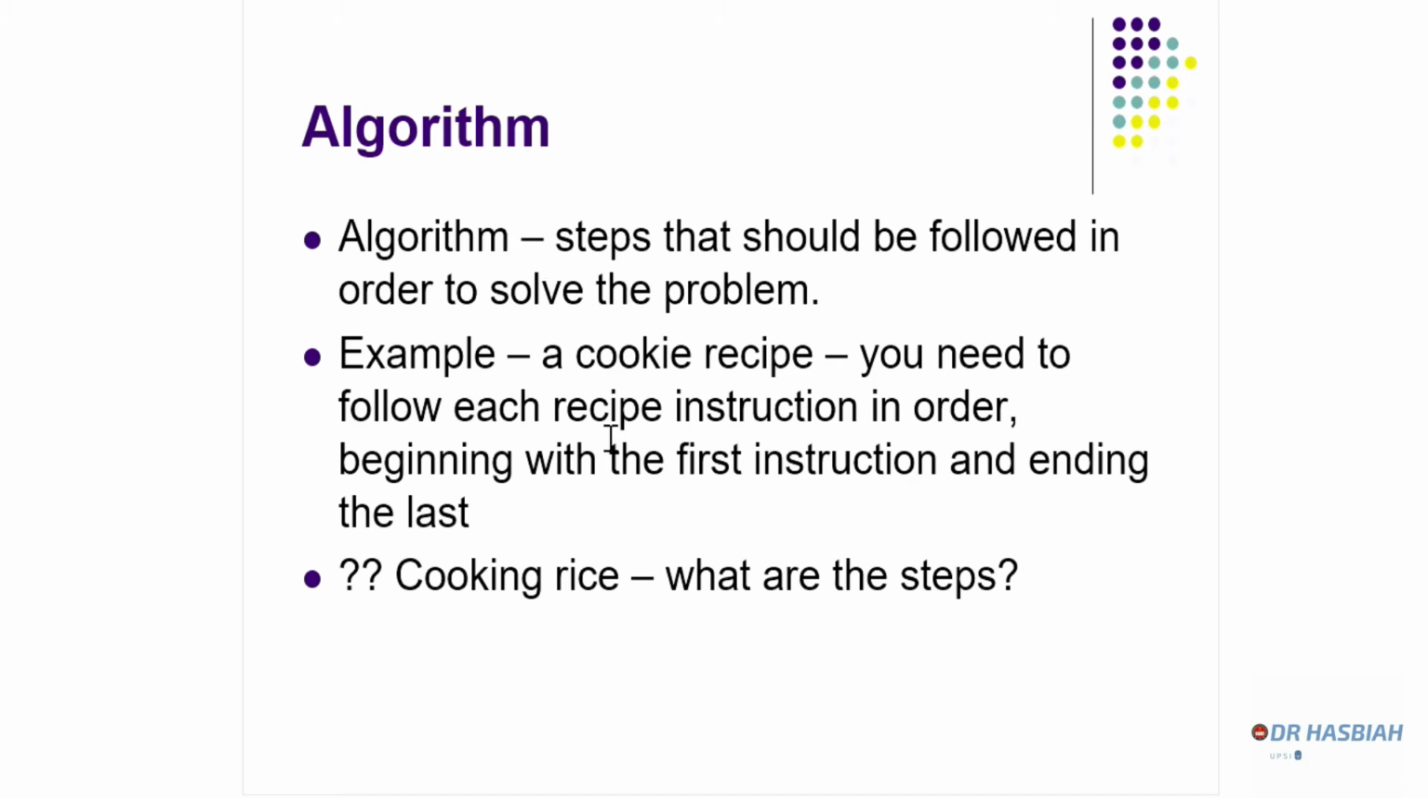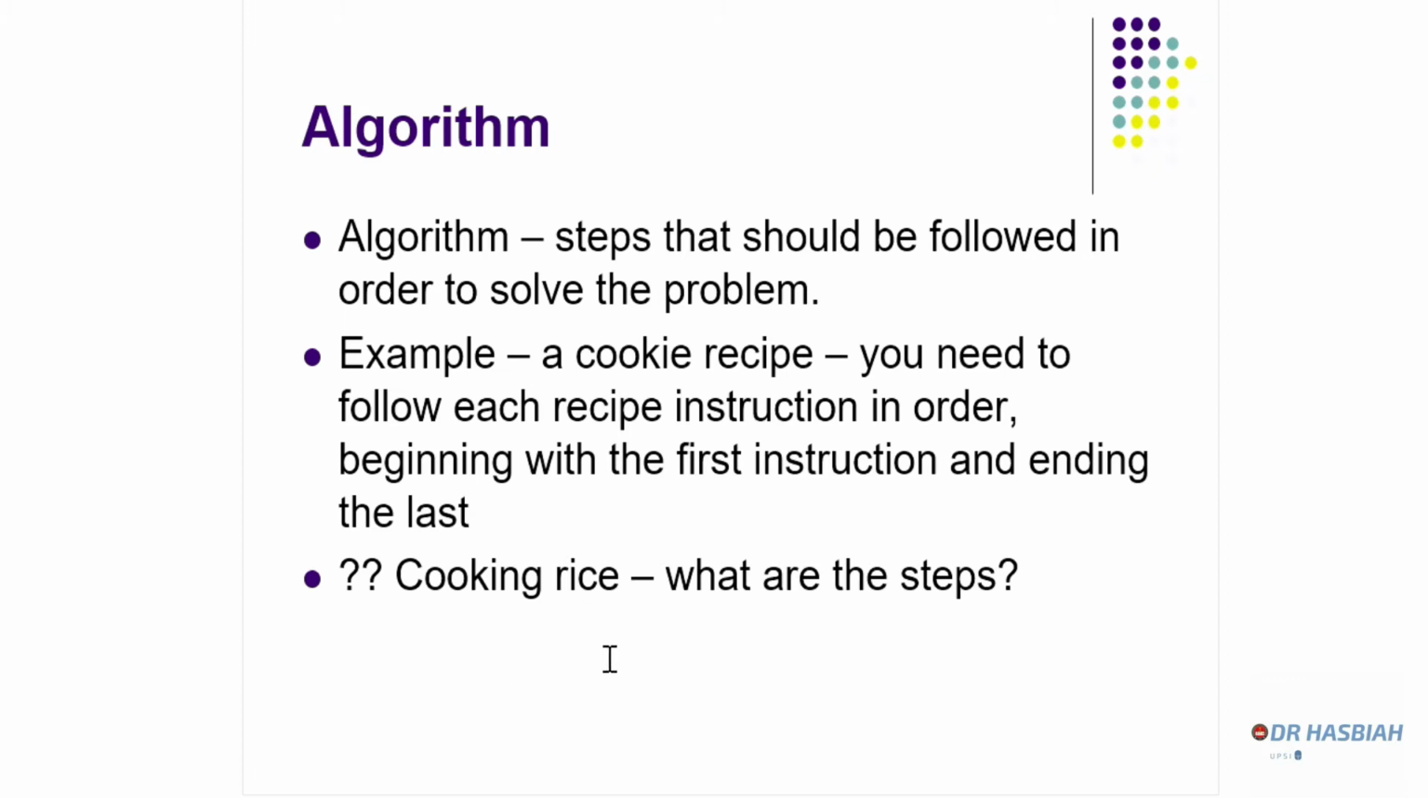For example here, I use a cookie recipe. You need to follow each recipe instruction in order, beginning with the first instruction and ending with the last. Let's say you want to bake a cake, you have to follow the steps in order to get a nice cake. Or let's say I want to cook rice. What are the steps involved that you have to follow in order to get nice rice? So you have to think of the algorithm for cooking rice.